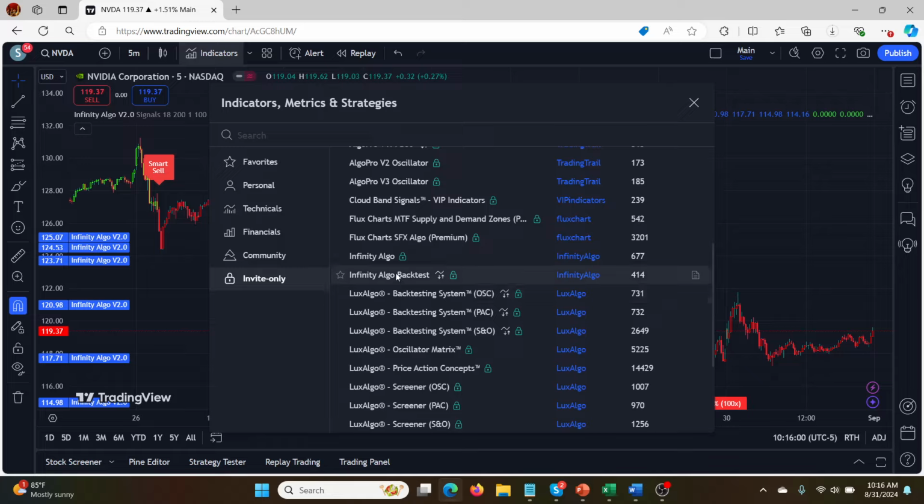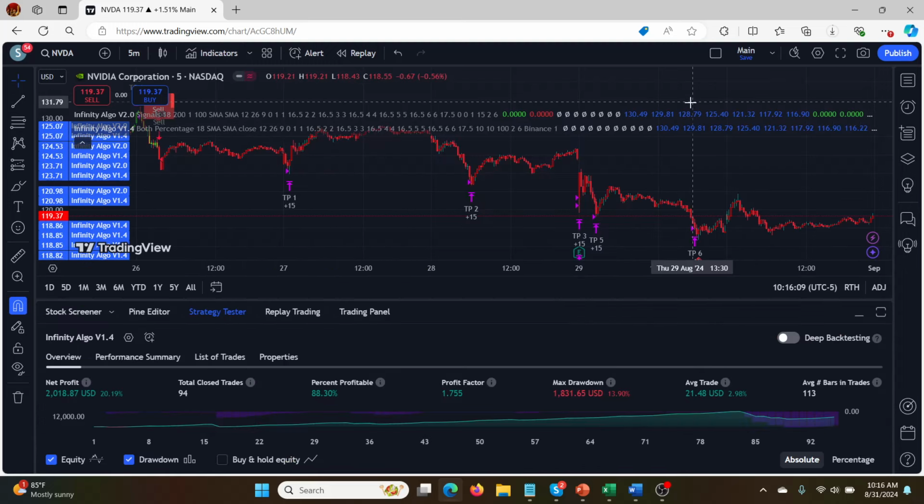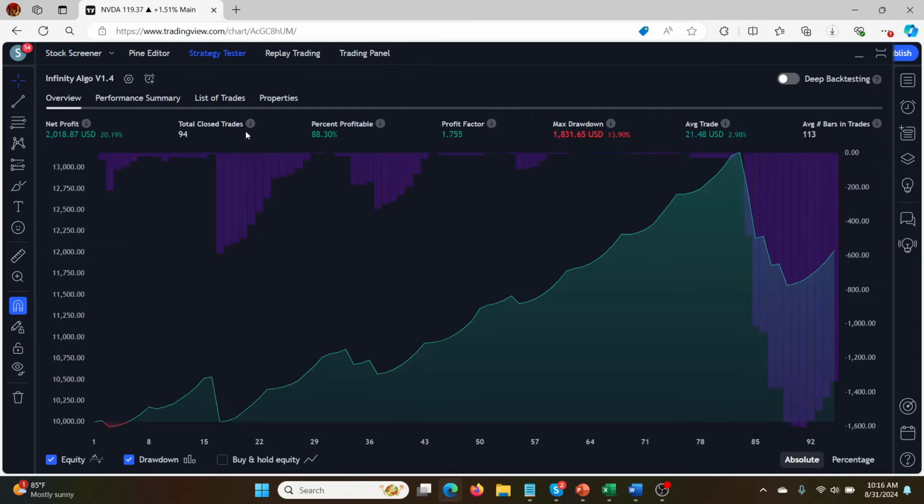Now, so does Algo Pro. But Algo Pro's backtest is pretty pathetic compared to Infinity Algo's backtest. So I'm just going to add in Infinity Algo's backtest. And you can see this is the backtest for NVIDIA. You can see the profit targets, all that stuff here. 88% profitable, profit factor 1.75, which means for every dollar you invest, you get 1.75 back if you give this enough time to work over the longer term. And this is 94 closed trades on the 5-minute time frame.